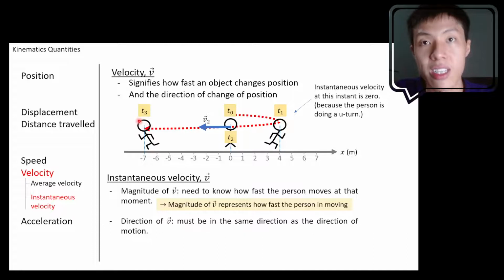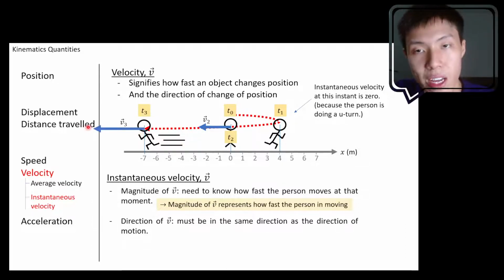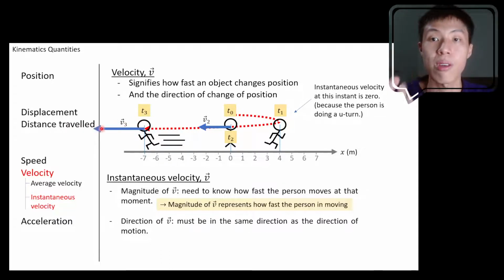T3 is the last moment in this example. Since this person is still running, we expect that they will continue to move forward after T3. So let's put in the velocity vector. If we expect this person to be running faster than at the T2 moment, represented by this speed line over here, then we should expect a longer arrow that represents velocity, because that means it's traveling faster. Faster means greater magnitude of velocity. Greater magnitude of velocity, longer vector arrow that represents velocity.